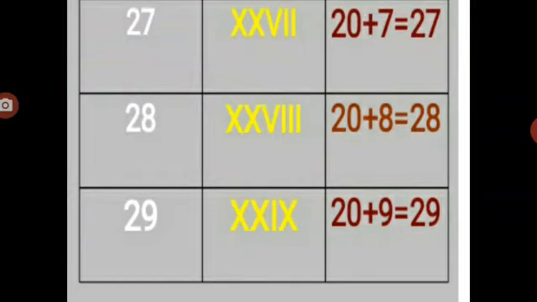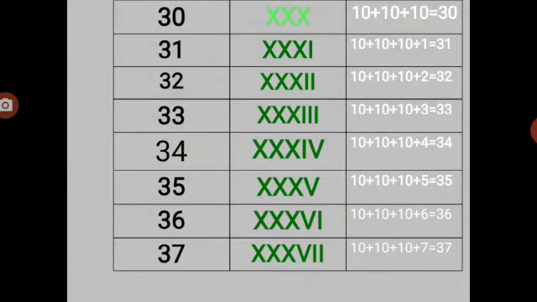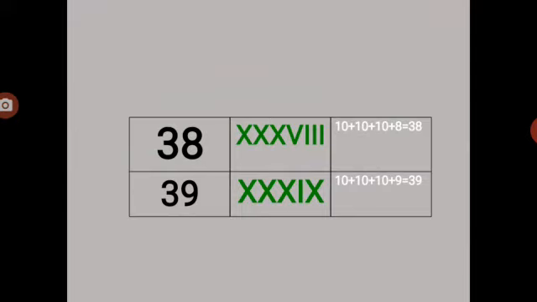Then 30. 30 means X, 3 times. X is repeated only 3 times. Then 31 is XXXI. 33 is XXXIII. 34 means XXXIV. 35 is XXXV. 36 means XXXVI. 37 is XXXVII. Then 38 is XXXVIII. Then 39 is XXXIX. That's all. 1 to 39 alone you are studying in the 3rd standard.